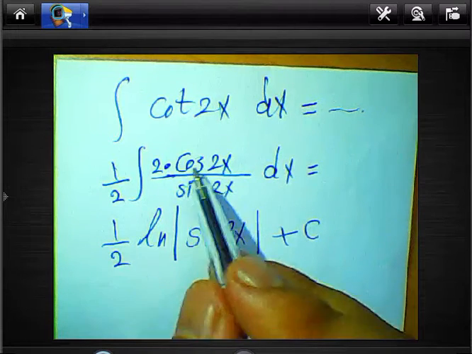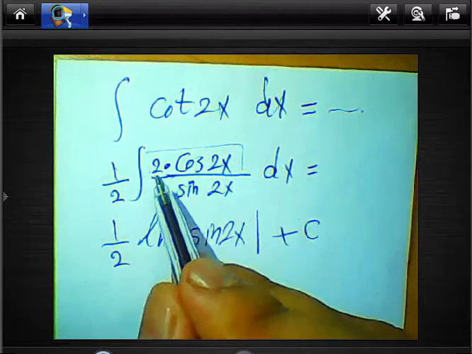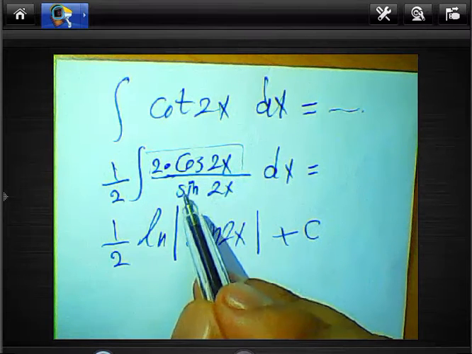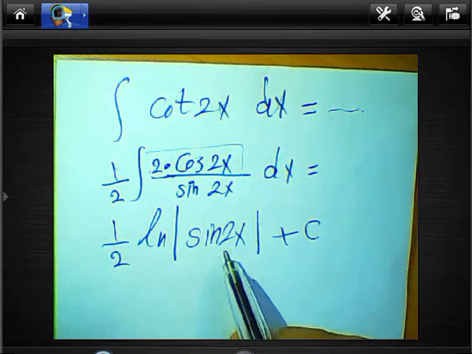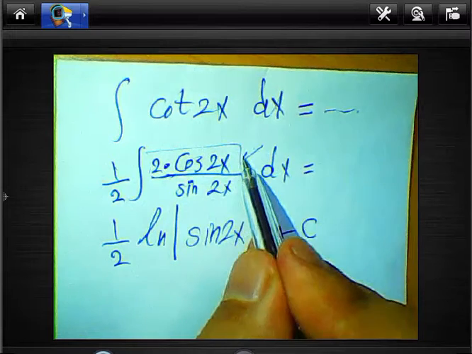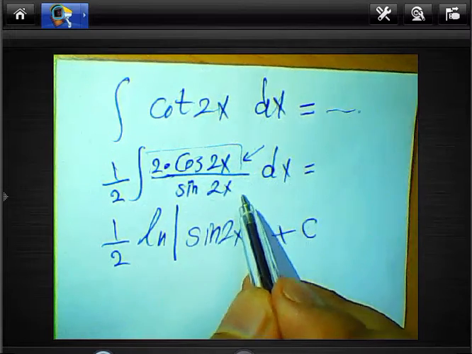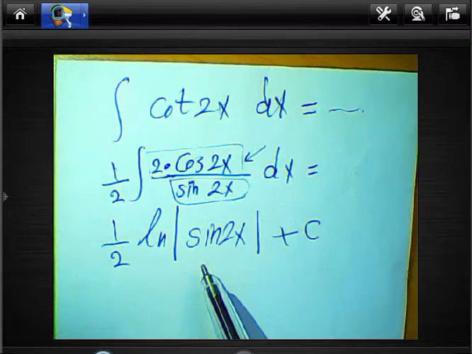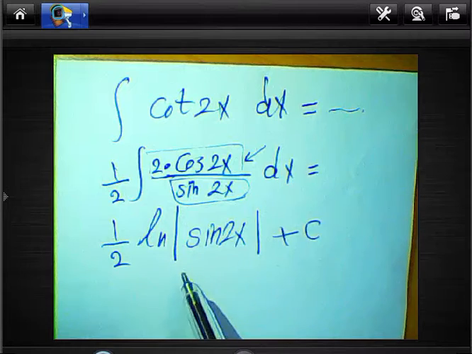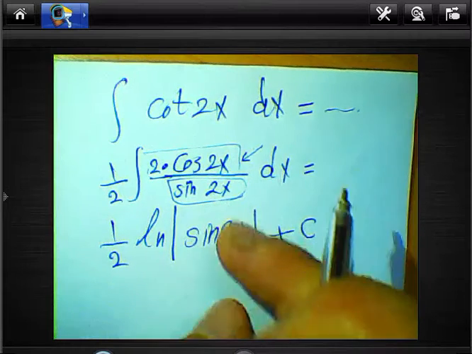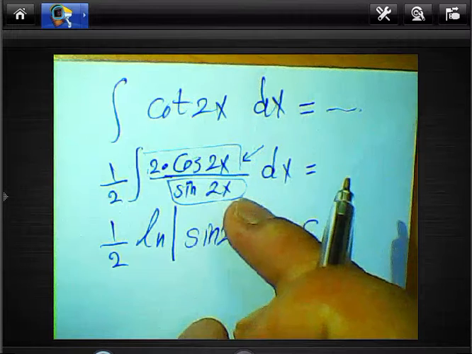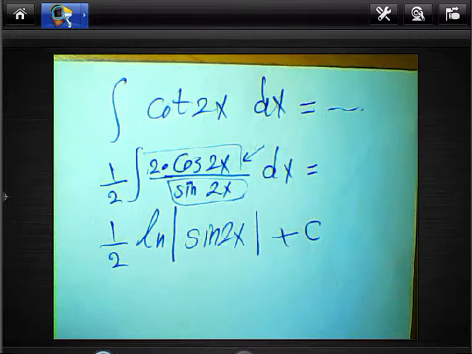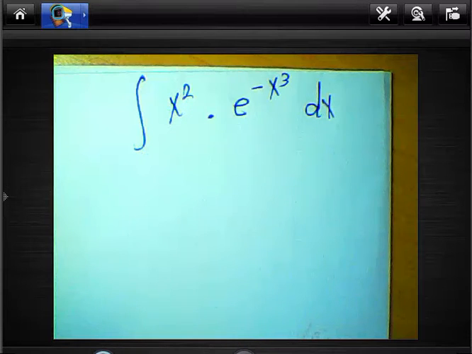If we have 2 cosine 2x over sine 2x, we must write then sine 2x because the numerator is what? The derivative of the denominator. So this function will be ln absolute value of the denominator sine 2x because the numerator is the derivative of the denominator. Okay, this example we can solve it.